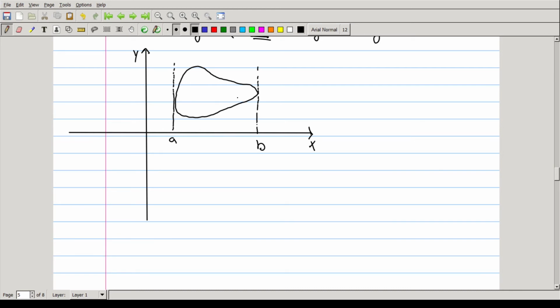And the idea here is that we say this is a simple region R when the upper bound and the lower bound can be expressed as a simple function of x. In this case, the upper boundary of this region is this red curve. We'll say y is equal to h of x. And the lower boundary is this blue curve, y is equal to g of x.